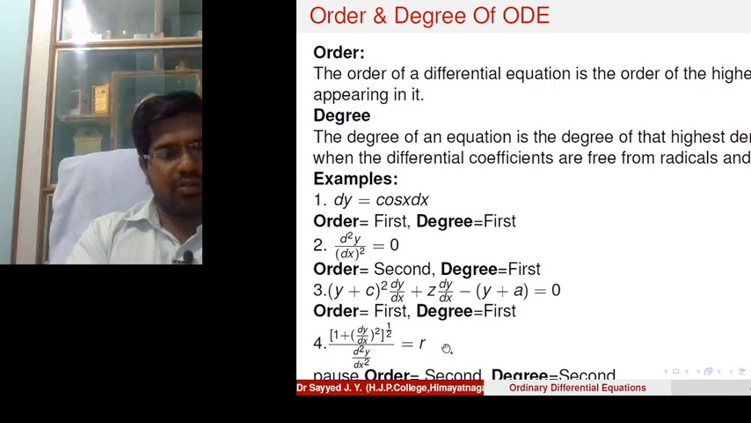So here you should make sure that this is free from radicals. If you directly say that the order is 2 and the degree is 1, then you are wrong, right? So keep in mind that the definition clearly says the differential equation should be free from radicals and fractions.